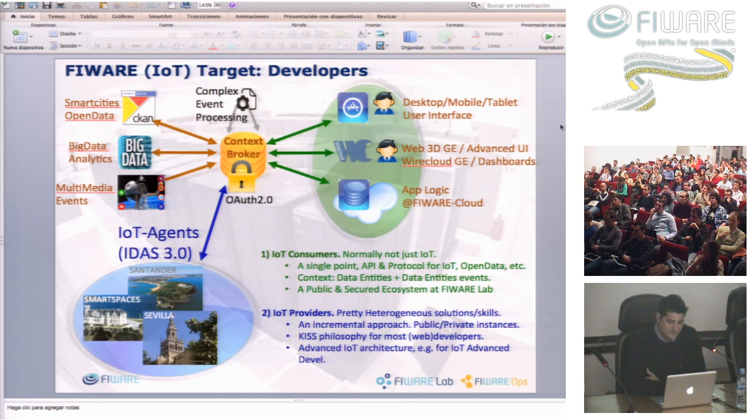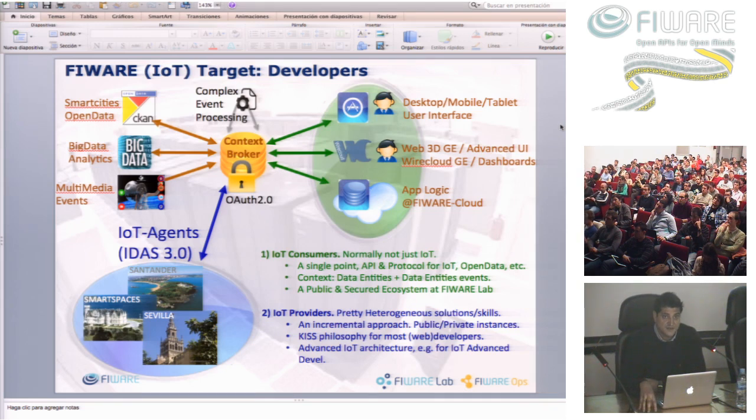So for the first ones, what we saw is that they are not just normally interested in consuming IoT information. They are willing to consume any kind of information that you can see on the slide. And for them, we provide the context broker as a single point, single API, single protocol. As you know, the context broker models any reality that you want to model as entities with their attributes and metadata, right? So this is exactly the way you can model IoT information as well.